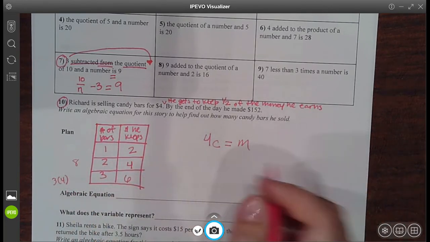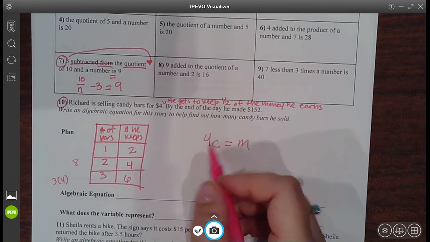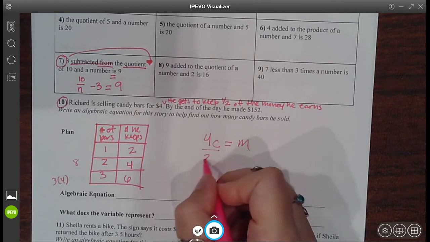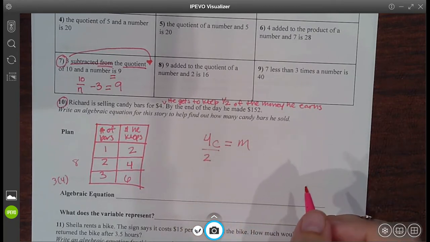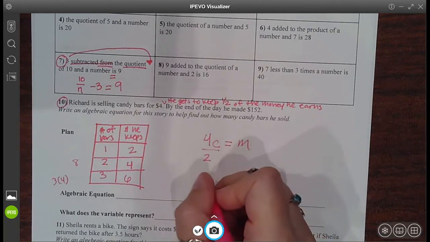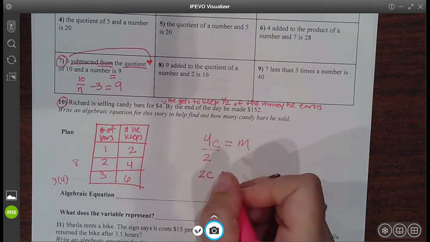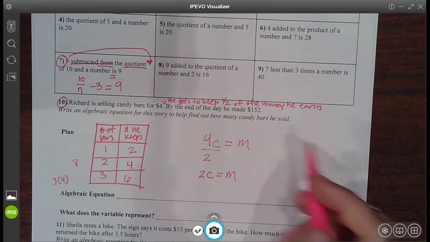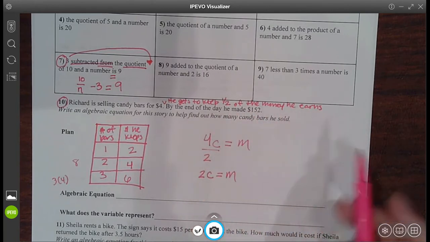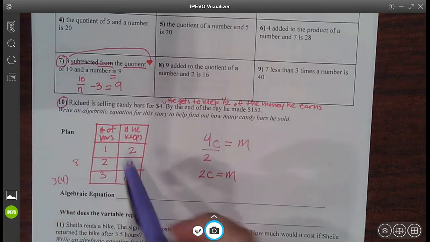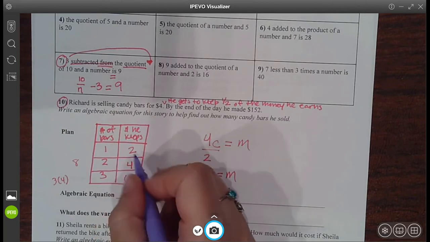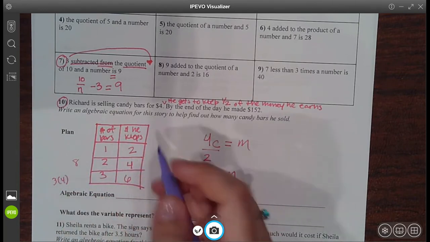So essentially, he sells them for 4 times however many he sells, and then if you divide that by 2, that's how much he gets to keep. So 4 divided by 2 is 2, so 2 times the number of candy bars he sells is the amount of money he's able to keep if he's only able to keep half the money. Actually, you can do the math from my little table, and then look at the pattern.